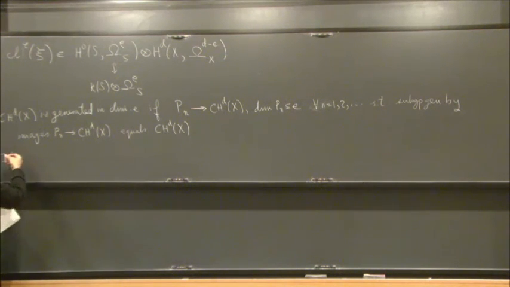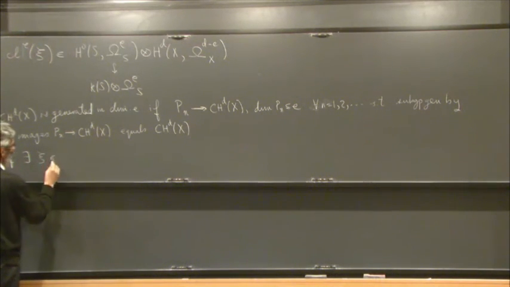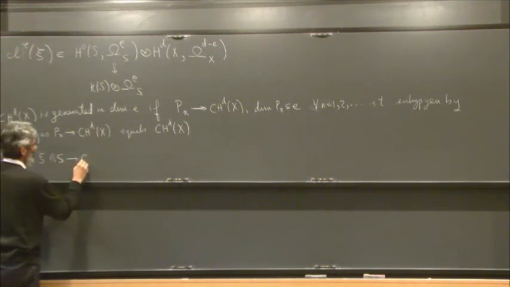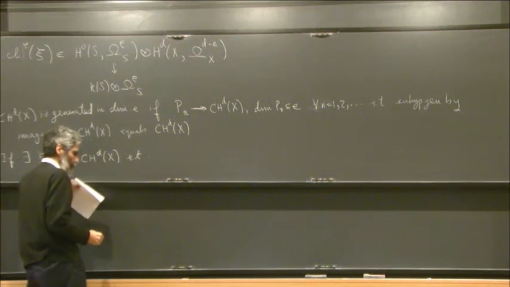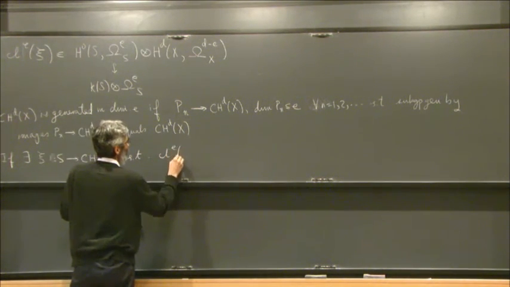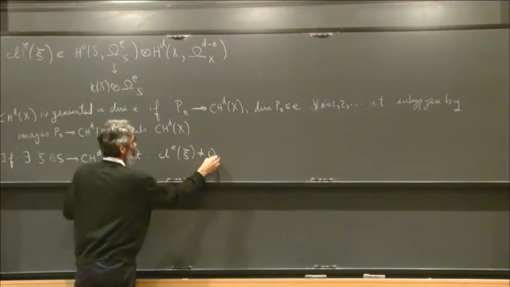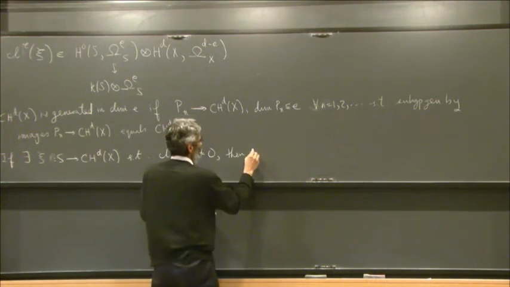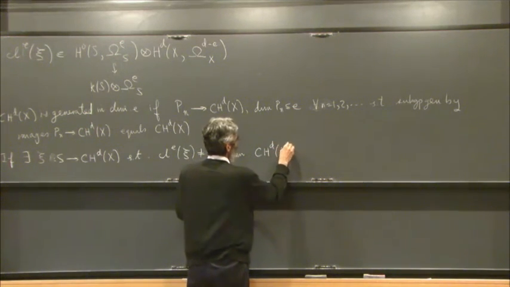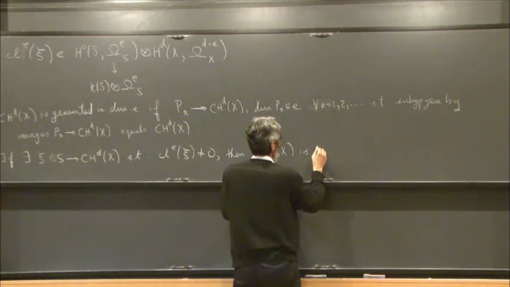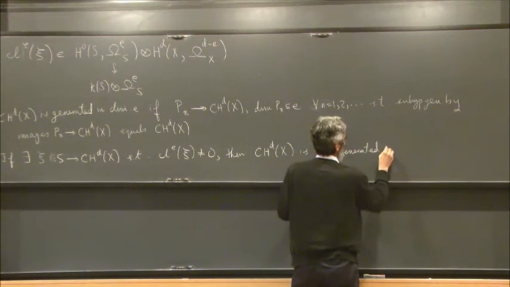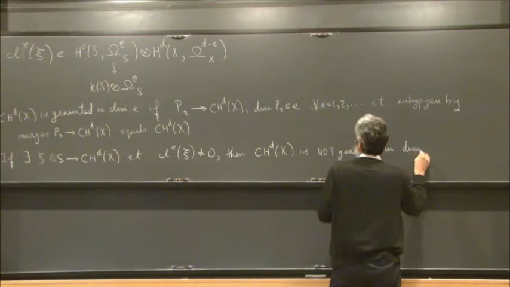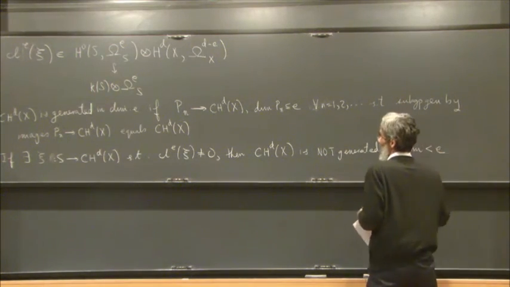So what Roitman actually proves is that if there exists, let me write it this way, S to Chow^D X such that class E of psi is not 0, then Chow^D X is not generated in dimension less than E.